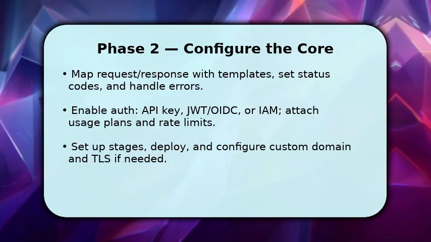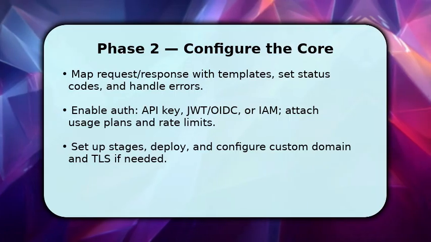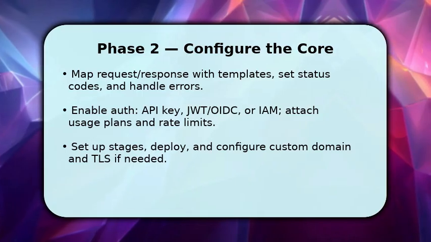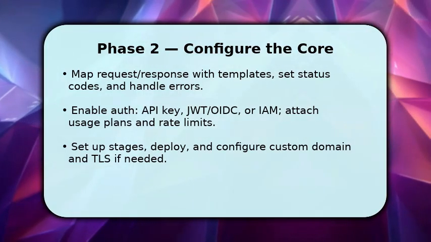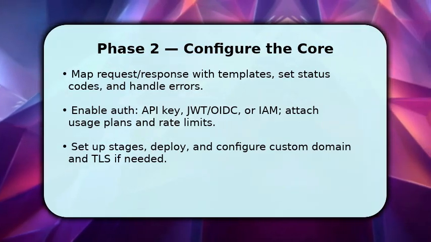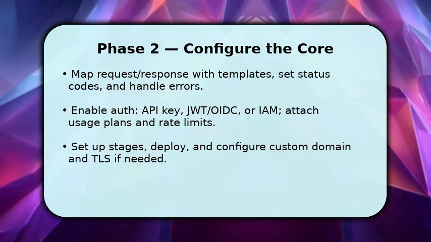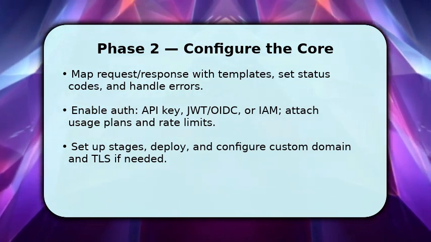Make sure to enable authentication. Choose API key, JWT or OIDC or IAM because security matters, then attach usage plans and rate limits to protect backend resources. Once configured, create stages, deploy the API, and bind a custom domain with TLS when required, which ensures stable URLs and encrypted traffic for production clients.